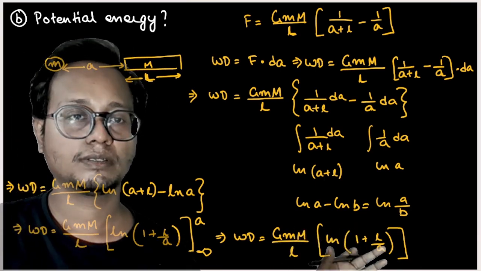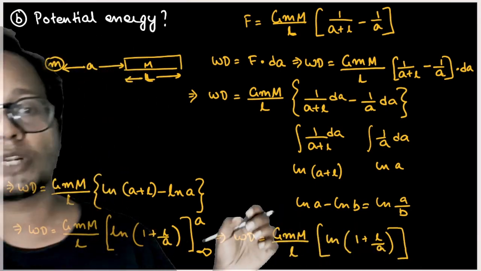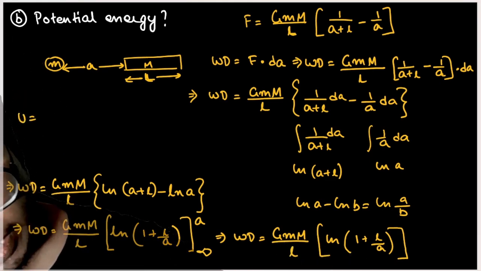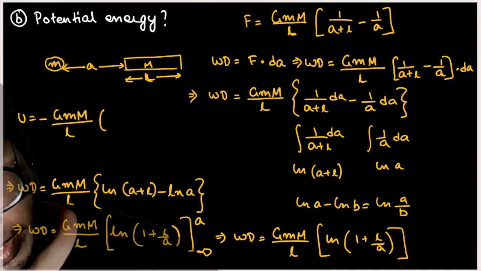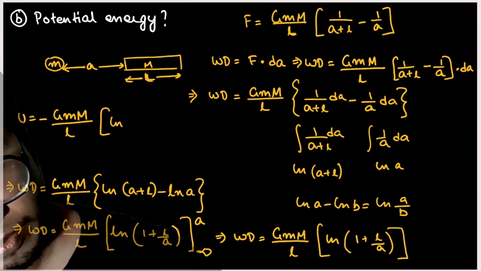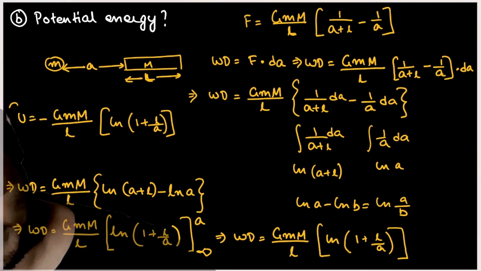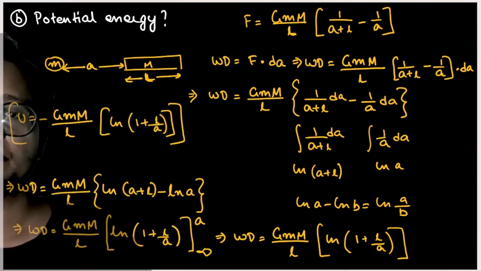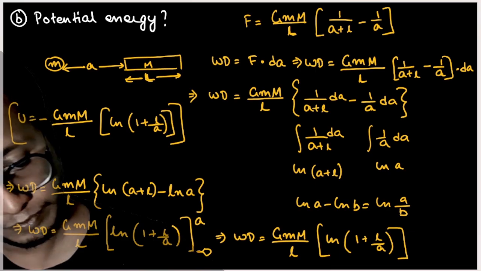Understood this much? Now what is potential energy? Potential energy is nothing but the negative of this value. So the potential energy of the system is nothing but minus G m M by L into ln (1 plus L by A). So this is the potential energy of a rod of length L separated at distance A. So this is our question.